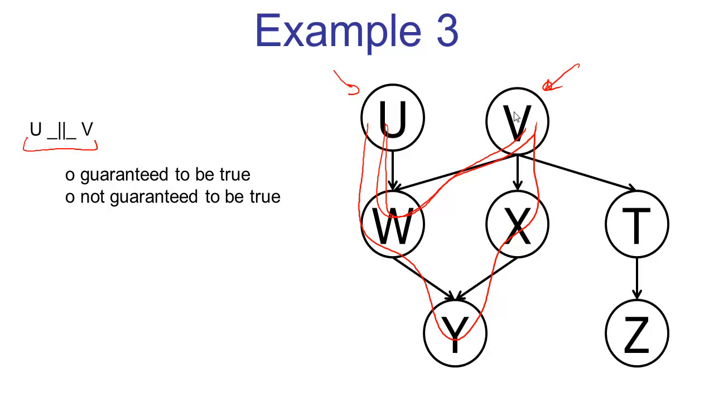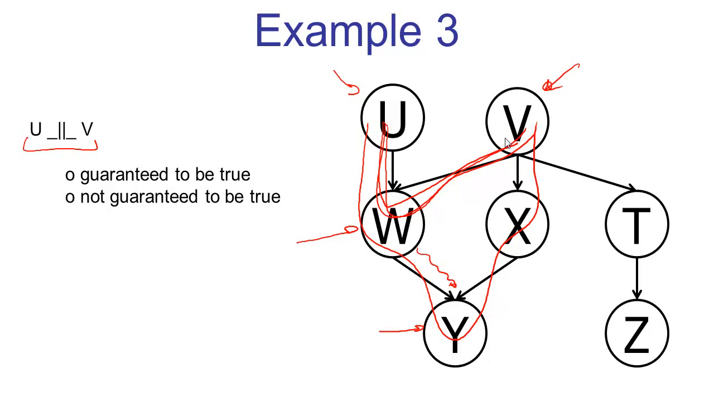UWV. This path consists of just a single triple. This single triple is a V structure. The V structure has the middle node unobserved. We look now at the descendants of the middle node. There's just one descendant, Y. That descendant is also unobserved. That means the V structure here is inactive.